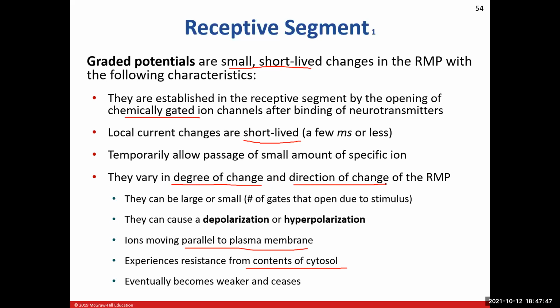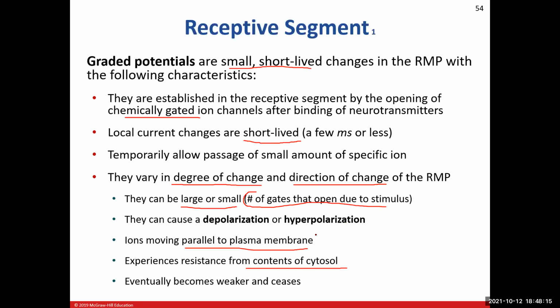So it can go from -70 to -75 or to -65. So it depends on what type of graded potential occurs here, and we'll discuss that. Again, we'll see these graded potentials, large or small. And how does it determine if it's large? The more gates that you open up, the larger the graded potential. Fewer gates that open up, the smaller the graded potential.